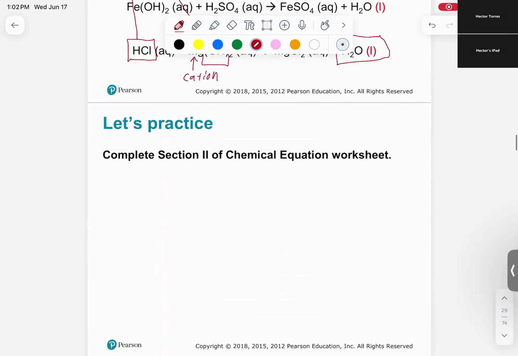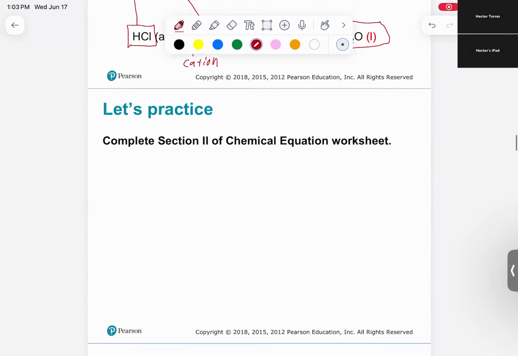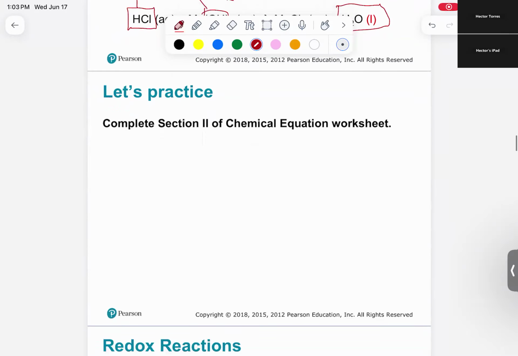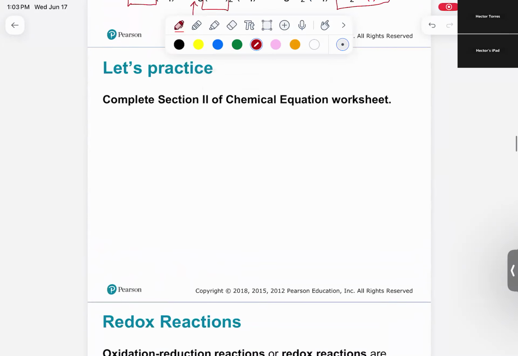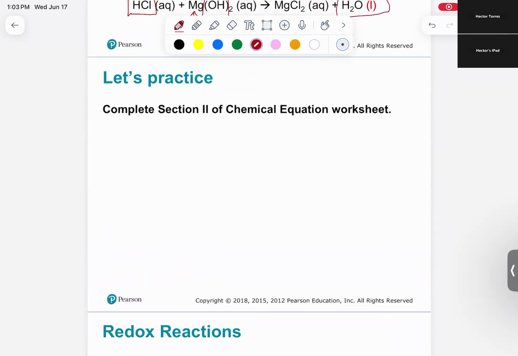Now, on section 2 of the worksheet, try that out. On this one, you're just going to be recognizing what type of reaction you have. Is it acid-base? Is it precipitation? Or is it a redox reaction? Just by what you know right now, try to distinguish which one is which. And if you can't tell, no worries. Once we go through it a little bit more in depth, you'll definitely be able to tell. Next time we'll go over more in depth on each of those reactions.